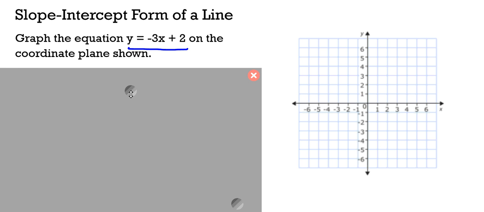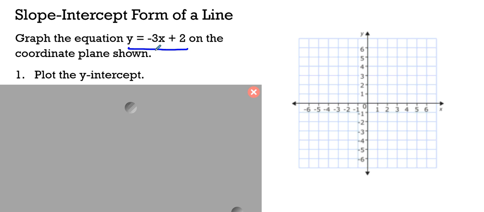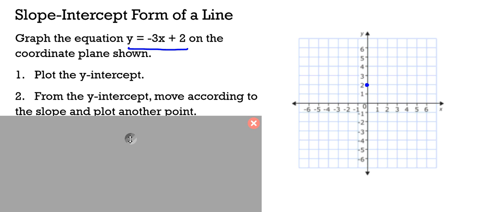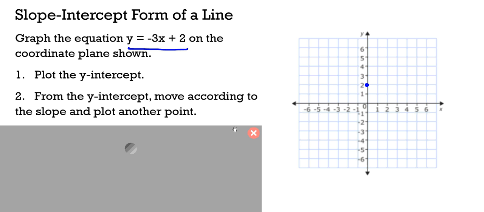So we're actually going to start with the y-intercept. We're going to plot the y-intercept. It's going to hit the y-intercept at +2. We're going to put a point right there. So we've accounted for the y-intercept. Now we have to look at the slope. We're going to move according to the slope to get our next point.